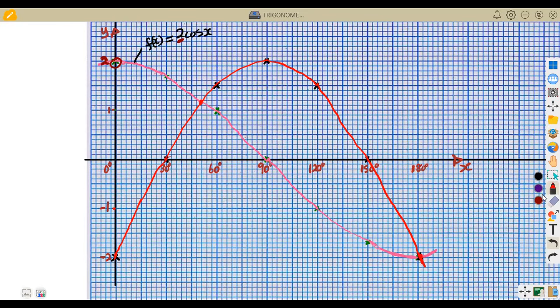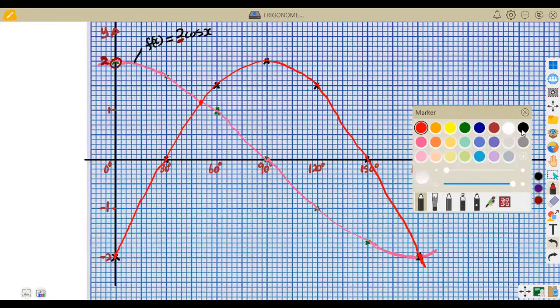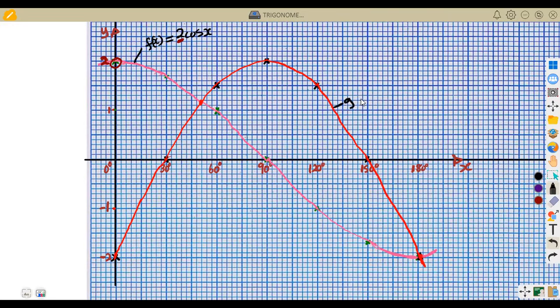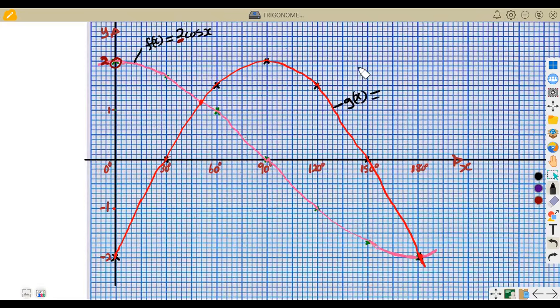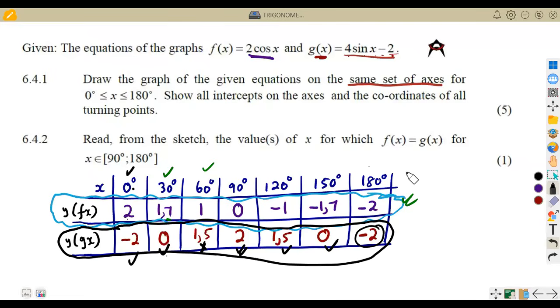So this was the graph of g(x), remember, whereby g(x) was given as, let's check here, 4 sin x minus 1. So this is the graph of 4 sin x minus 2, sorry. So that's 4 sin x minus 2. All right, so we are done in this case. So as you can see, it's important for you to know how to draw these graphs. You just need table values, then use your graphs properly.